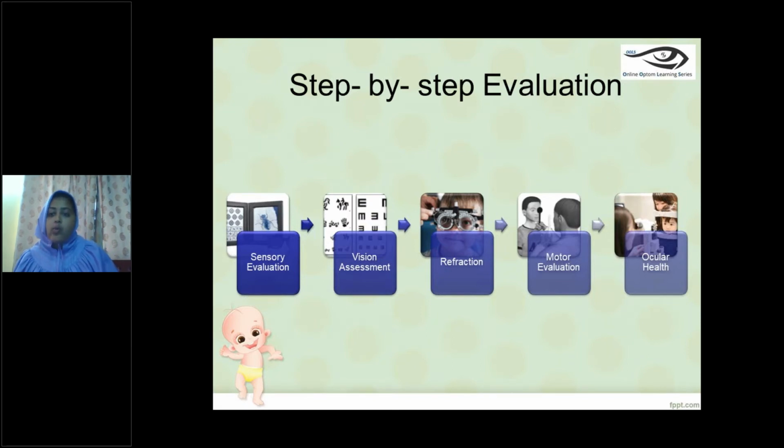So why am I saying that we have to do the sensory evaluation first?